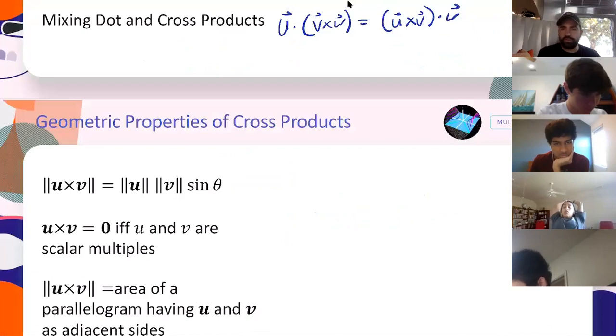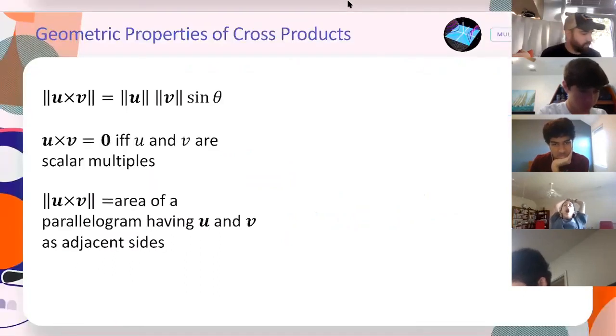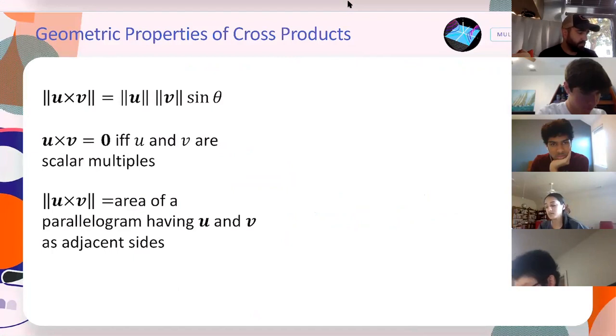They also have some geometric properties. I call those the algebraic properties. Here, this looks very similar to the thing we did with dot products. With cross products, we'll have a sine instead of a cosine. And so the magnitude of U cross V is equal to the magnitude of U times the magnitude of V times sine theta. And that actually comes from that last thing, and I'll show you a picture of where it comes from.